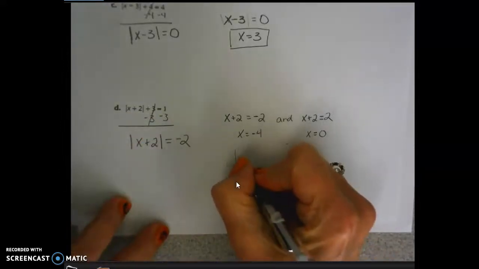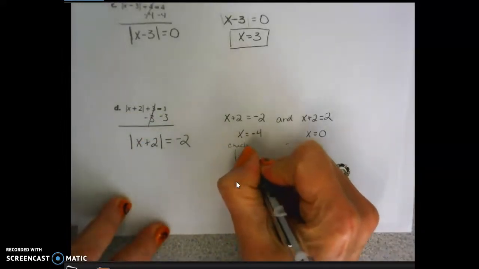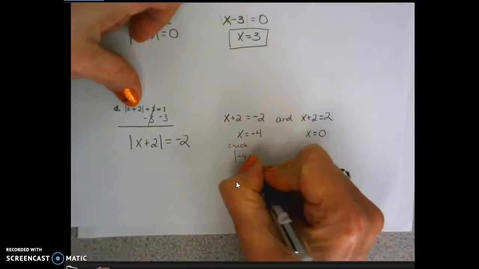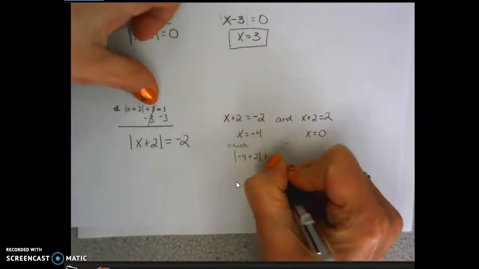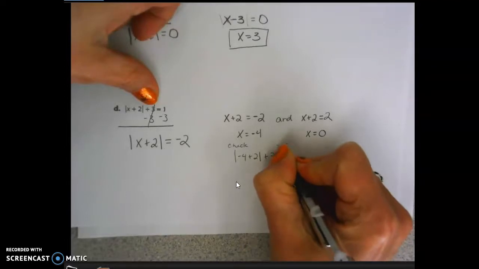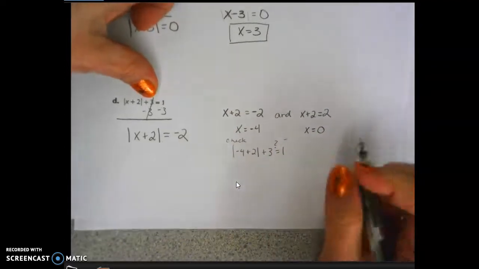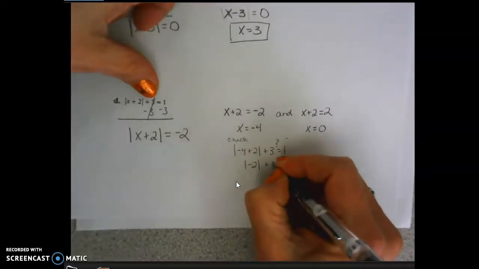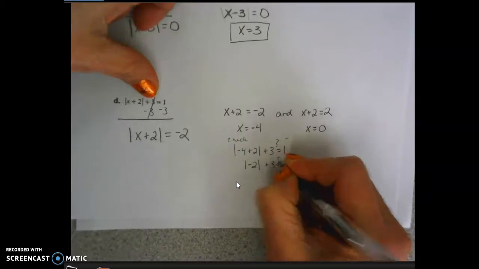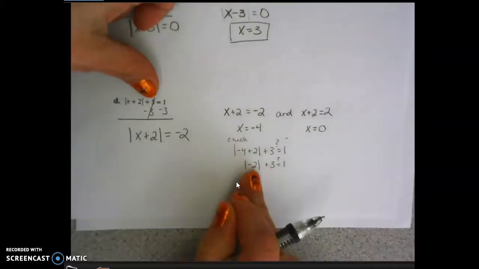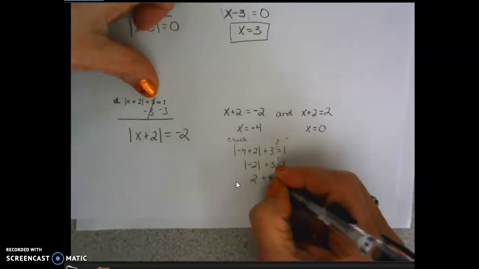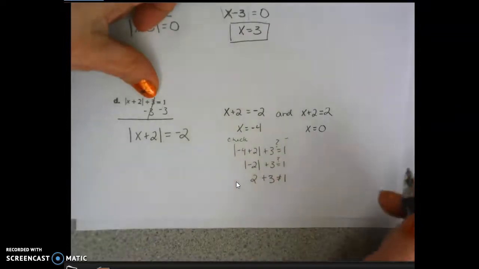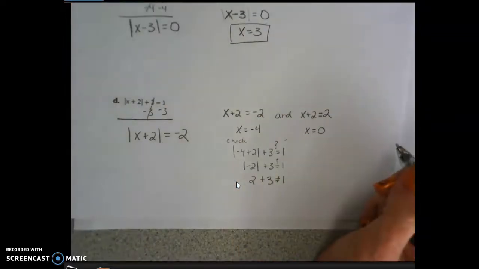Because watch what happens when I plug in a -4. I guess I'll show you. We're going to check it. If I do -4, plug it in for x into the absolute value, add 2, and then outside the absolute value, add 3. That should equal 1. I'm going to put a question mark because I'm checking it. -4 plus 2 inside the absolute value is -2. We're supposed to add that to 3 and see if it equals 1. Again, I'm still checking, question mark. The absolute value of -2 is 2. And 2 plus 3 does not equal 1. That solution is a bad solution.